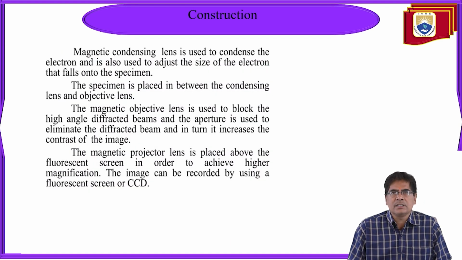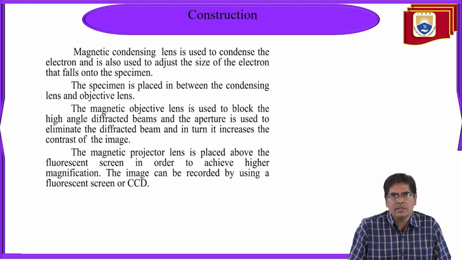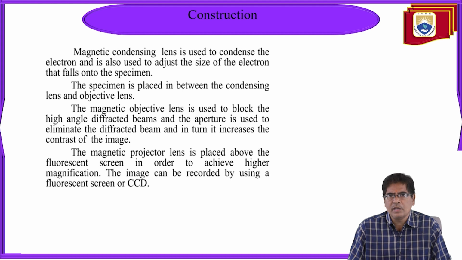So if you come to the construction of the transmission electron microscope, the magnetic condensing lens is used to condense the electrons and is also used to adjust the size of the beam that falls onto the specimen. The specimen is placed in between the condensing lens and the objective lens. The objective lens aperture is used to block the high angle diffracted beams and eliminate the diffracted beam, and in turn it increases the contrast of the image.